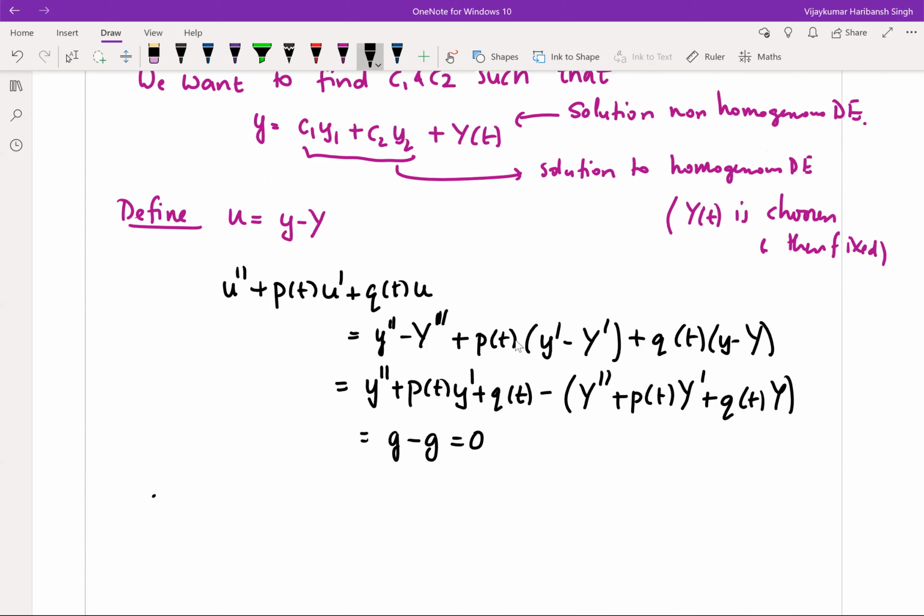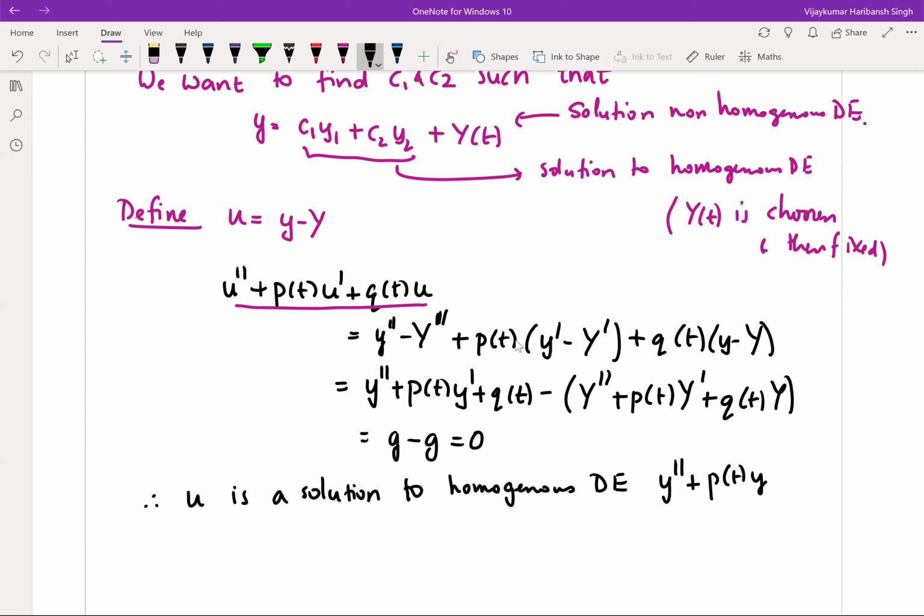Therefore, u is a solution to the homogeneous part, because you get u'' + p(t) u' + q(t) u = 0. So u is a solution to the homogeneous differential equation.